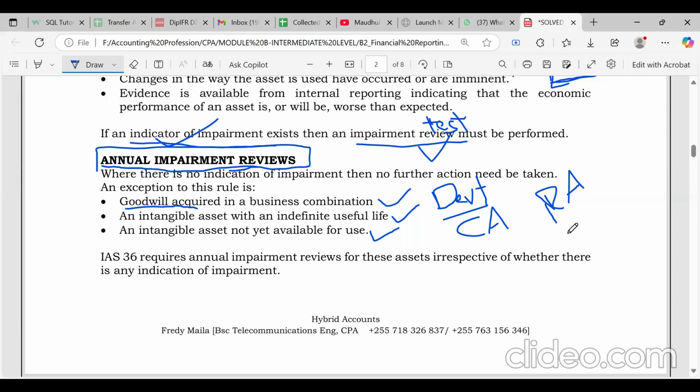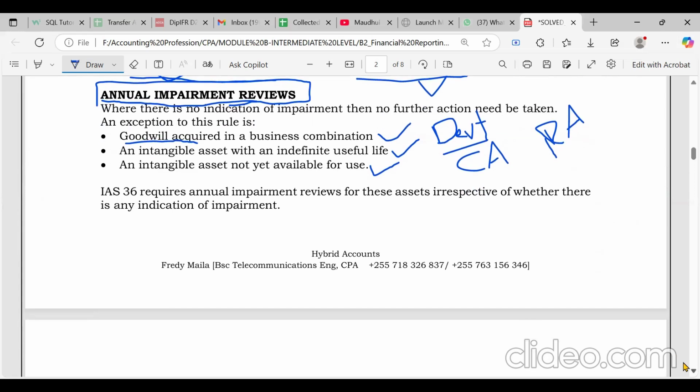So these are the three main things that you always have to perform impairment reviews on, with no regard to whether there are indicators or not. Okay, now IAS 36 requires an annual impairment review for those assets that you have seen.